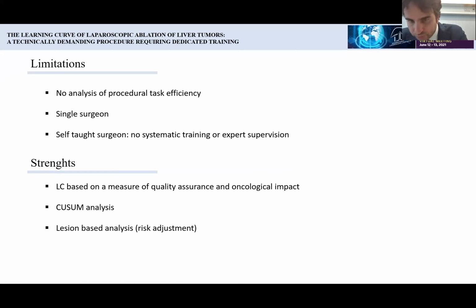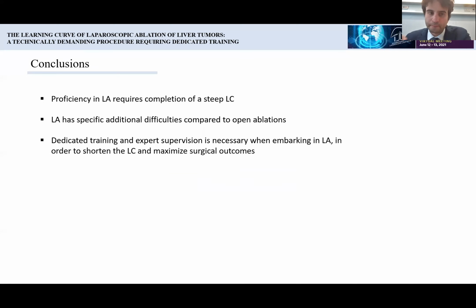However, the study has several strengths, since this learning curve is based on a measure of quality assurance, which represents an ecological outcome. Also, the learning curve was analyzed using specific QSUM analysis and was adjusted for the risk of incomplete ablation, which was possible using a lesion-based approach.